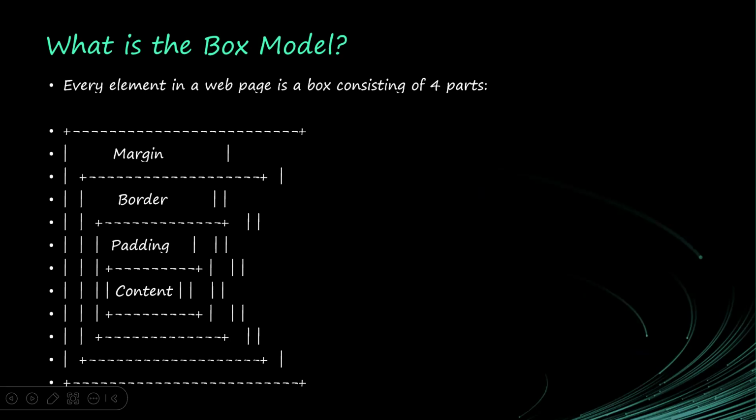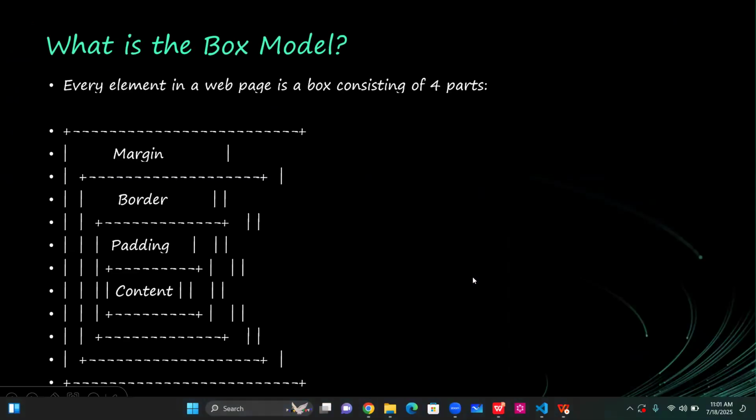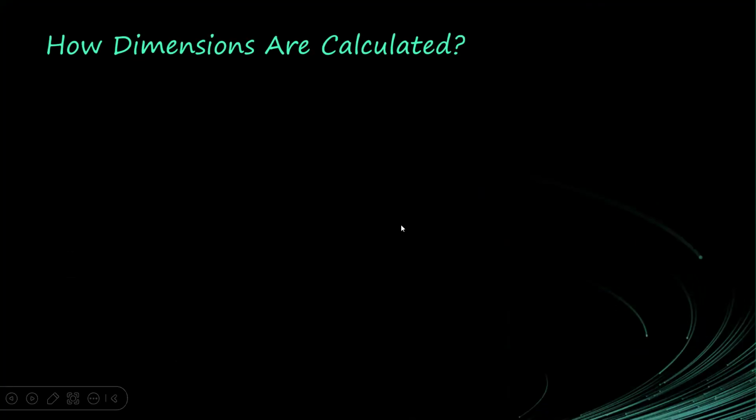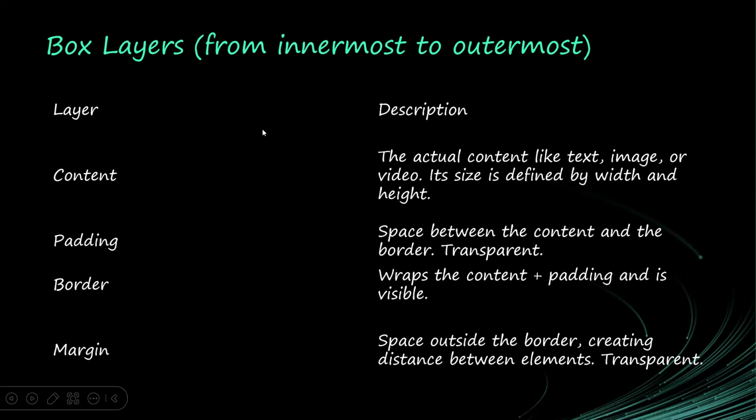I'll take you back to the browser. This particular class is very, very interesting. You can see that this is the whole box, and it is made up of four different parts: the content, the padding, the border, and the margin. So the box layers, from the innermost to the outermost, we have the content, which is the actual content like the text, the image, or the video. The content's size is defined by the width and the height.